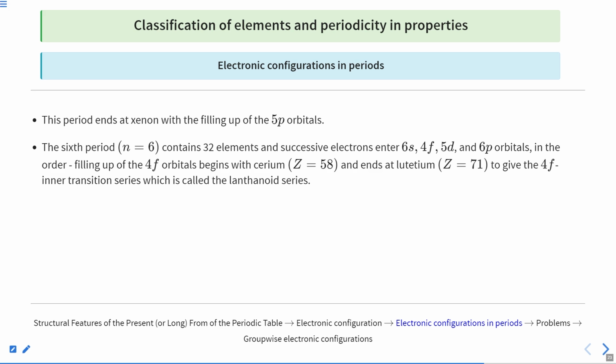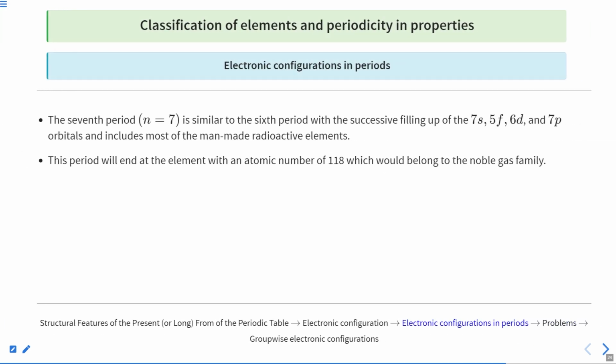The sixth period contains 32 elements. The successive electrons enter the 6s, then 4f, 5d, and 6p in that order. We are going by the n plus l rule, and if the n plus l value is the same, then the one with the smaller value of n has the lower energy. Then we have the filling of the 4f orbital, which begins with cerium and ends at lutetium, to give the 4f transition series.